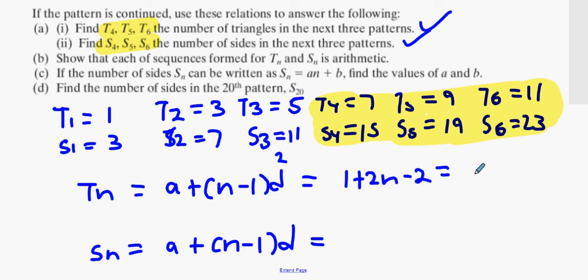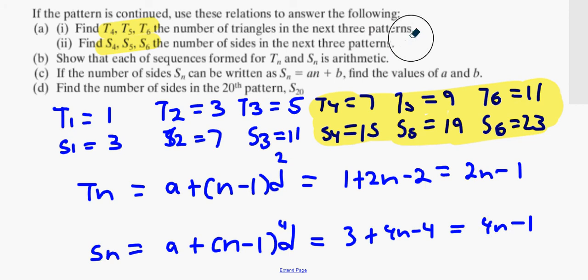So what do we get? n plus 1. And, sorry, what'd you say? Yeah. And what's the other one? 3 plus 4n minus 4, which is 4n take away 1. Believe it or not, guys, I didn't actually answer part B. I actually sort of answered part C instead.